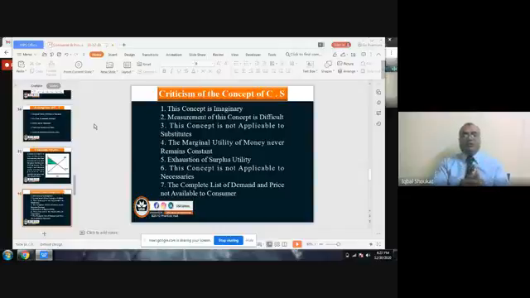If you are getting the benefit, and we are having excess money, excess availability of cash, then that surplus can't be exhausted, can't be transferred to the other items. Then the concept is not applicable to necessities of life.